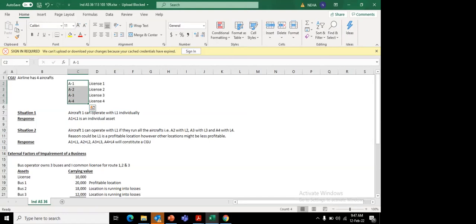Any question anyone has on this example? Okay, I'm presuming that no question is there.